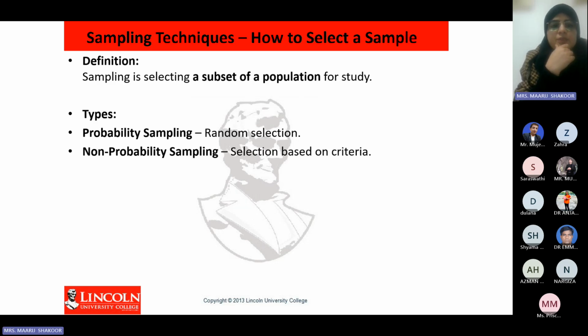Okay. Yes, sampling techniques. Sampling is selecting a subset of the population for study; whatever you chose, that is the population. Then you have to do sampling. There is probability sampling and non-probability sampling.